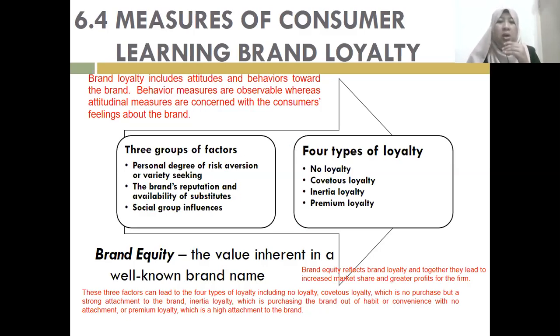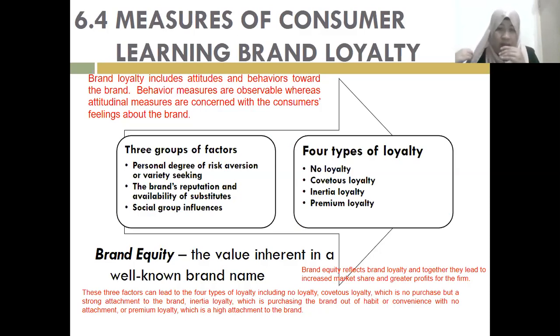So we have three groups of factors. We have the personal factors, the degree of risk aversion or variety seeking; the brand reputation and availability of substitutes; and social group influences. Then we have four types of loyalty: no loyalty, covetous loyalty, inertia loyalty, and premium loyalty. As you can see, brand equity is the value inherent in well-known brand names.